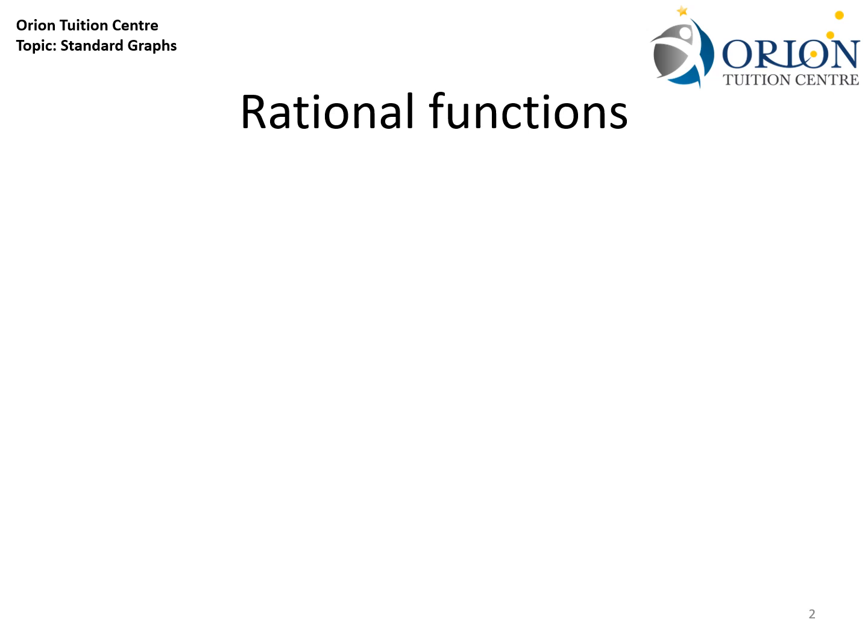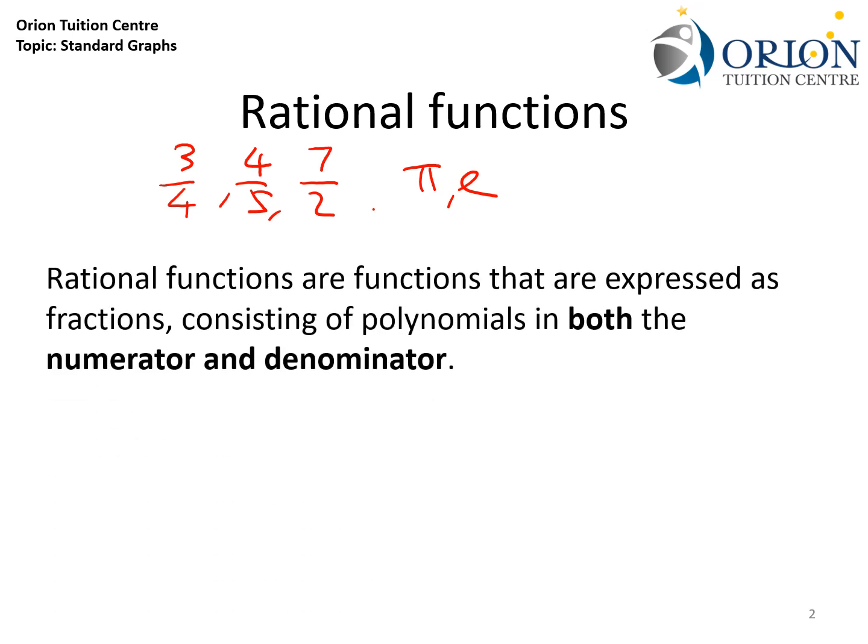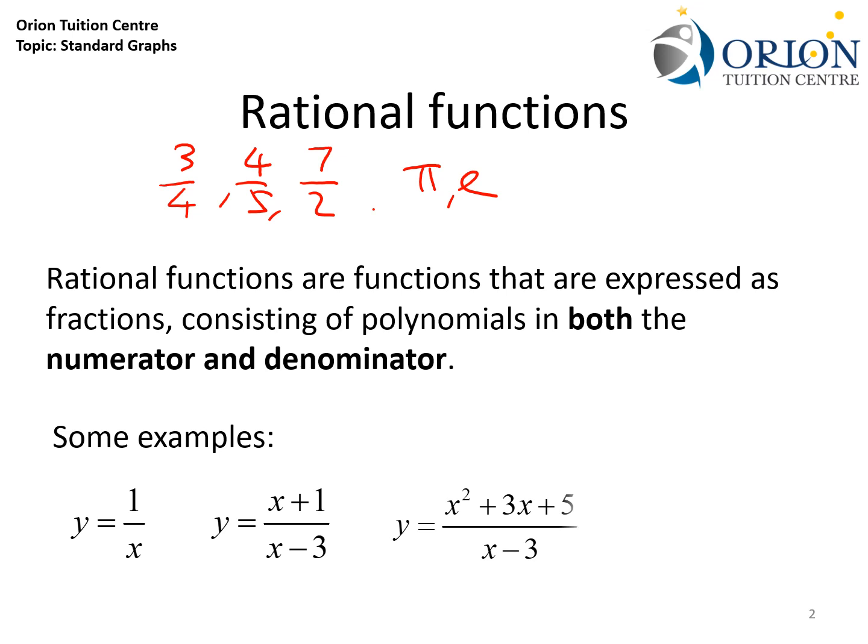Recall that when we refer to rational numbers, it means that the number can be expressed as a fraction. For example, 3/4, 4/5, 7/2. And irrational numbers are numbers that cannot be expressed as fractions, such as pi and e. So a rational function is a function that can be expressed as a fraction, where both the numerator and denominator are polynomials. Some examples of rational functions are given over here.